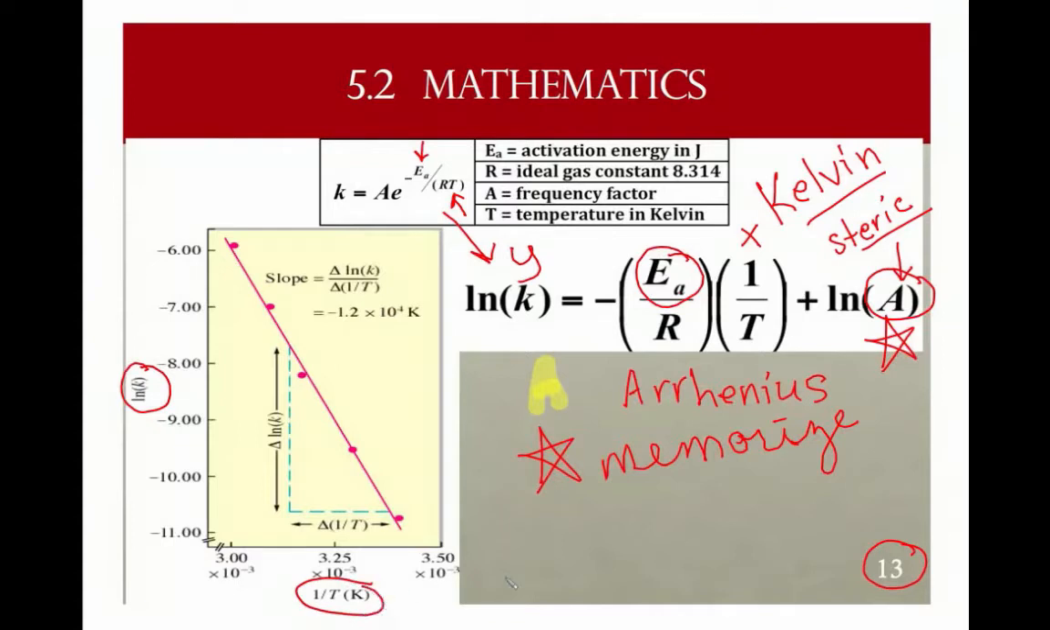So we've got ln of K versus 1 over T. If we graph that, we get a straight line, and our slope will be given as negative E sub A over R. So in our example over here, our slope is minus 1.2 times 10 to the 4th, and that's going to be equal to minus E sub A over R. And then I want you to note something here. Energy is in joules. That's our SI.